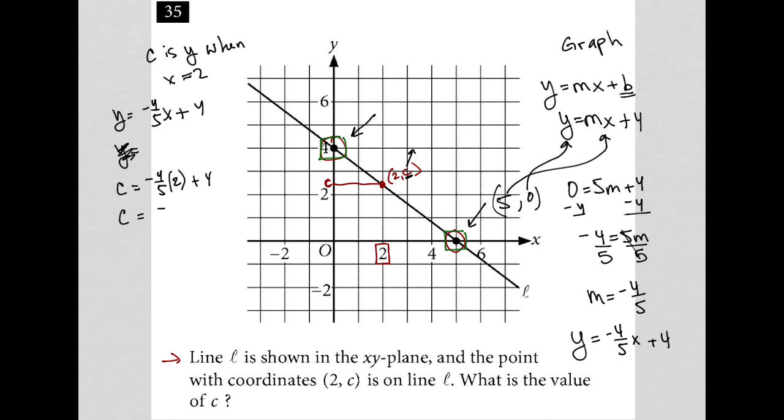So c equals negative 8/5 plus, we'll call this 4 over 1. In order to have like denominators, I'm going to multiply my top and bottom here by 5, which makes this a 20 over 5 instead of 4 over 1. And then negative 8 over 5 plus 20 over 5 is equal to 12 over 5. So there's my answer for c. c is equal to 12 over 5.